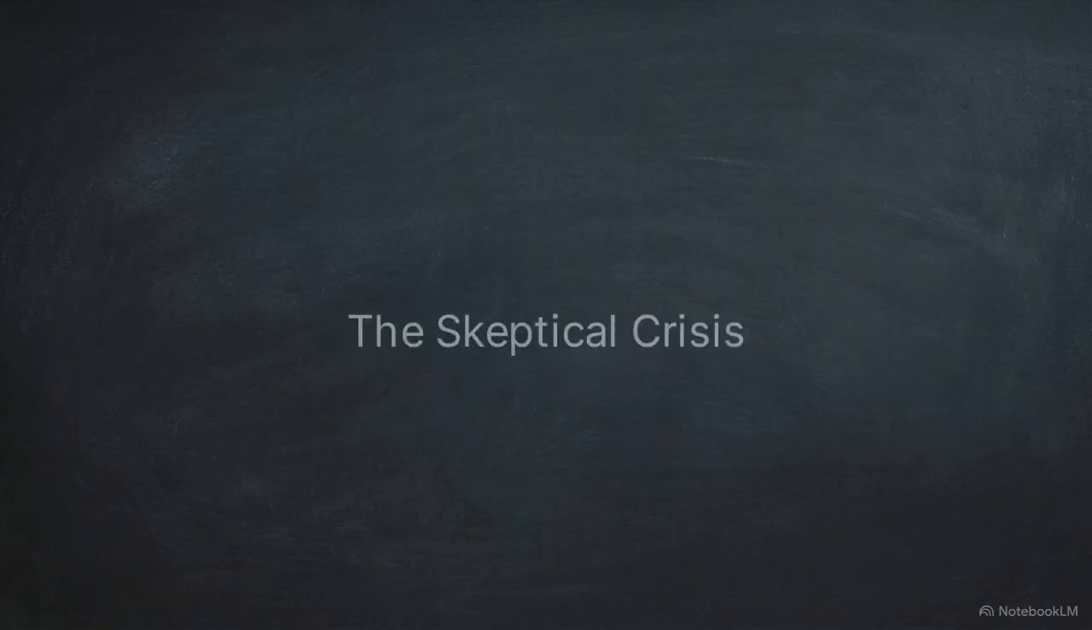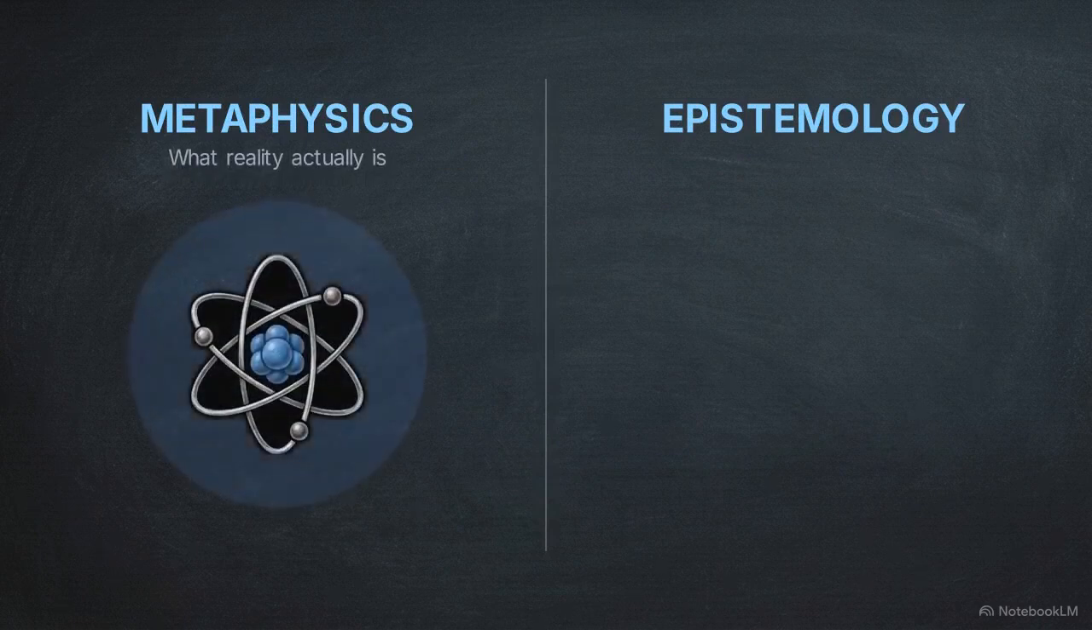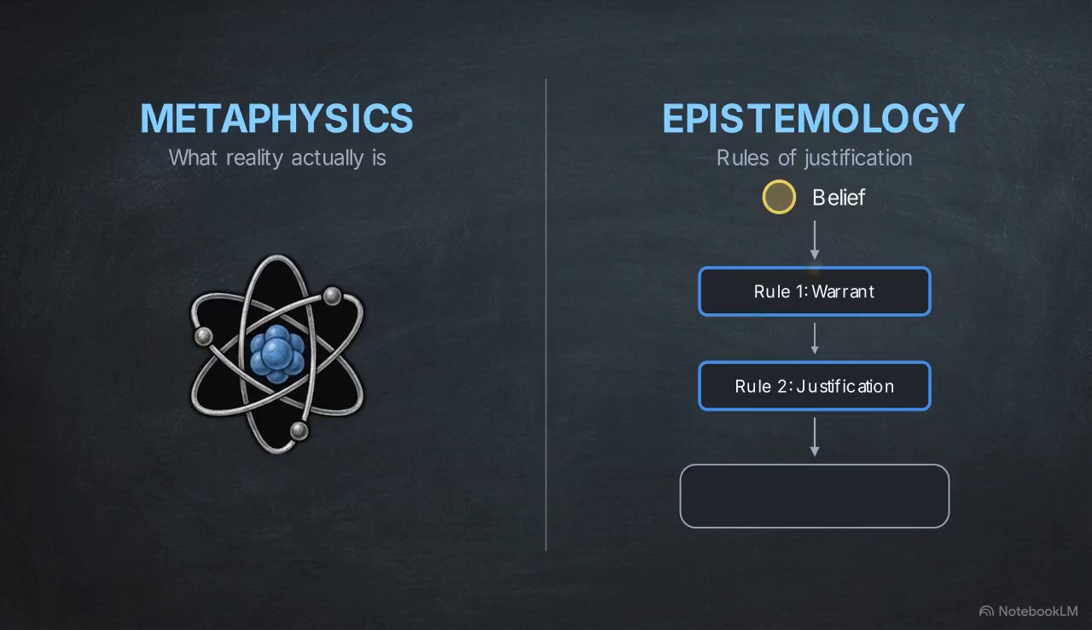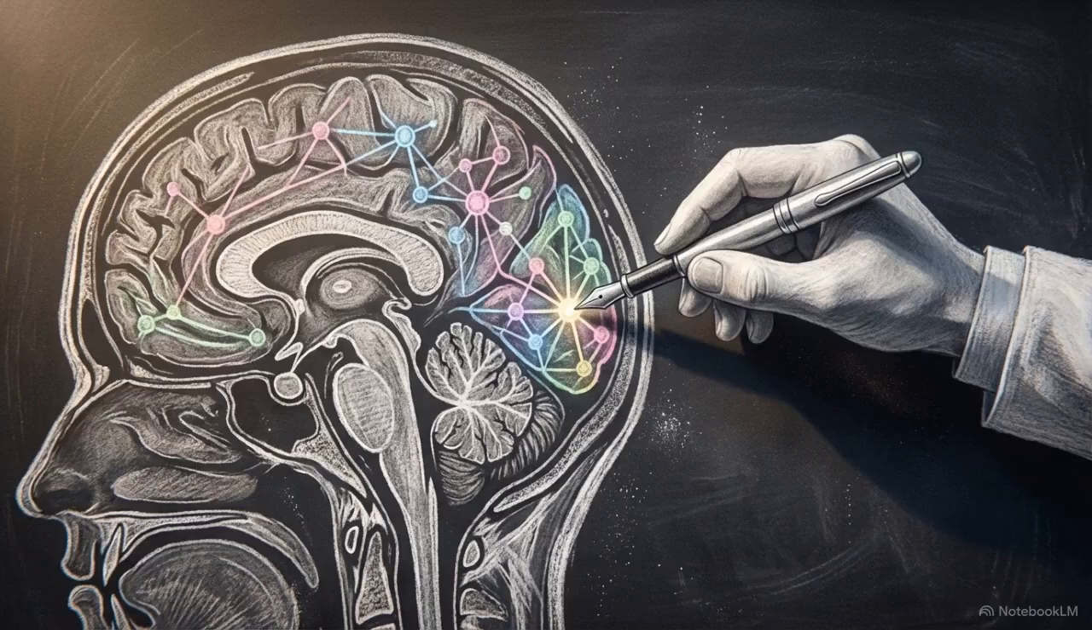To solve this, we must separate metaphysics from epistemology. Metaphysics is the study of what reality actually is. Epistemology is the study of the rules governing what we are logically allowed to claim as warranted knowledge. Proving the world exists is a metaphysical problem. The epistemological problem is tighter. We need to isolate the precise functional mechanism that allows a subjective sensory state to grant logical justification.